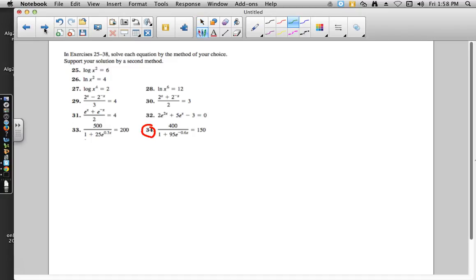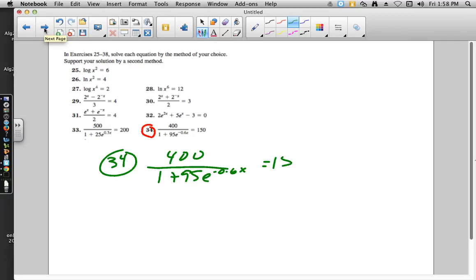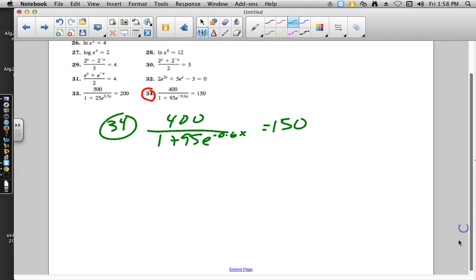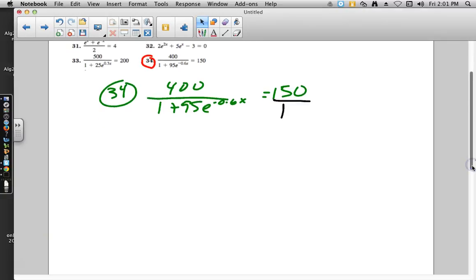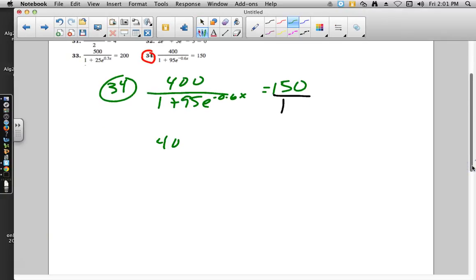Then, number 34, this is a logistic equation. And these are the ones that we solved algebraically earlier on in the chapter. And what we decided was, hey, let's slap a 1 under here, make a proportion and make this a little easier. Proportion, we're just going to cross multiply. So we will get 400 times 1 is 400, and 150 times 1 plus 95 e to the negative 0.6x.